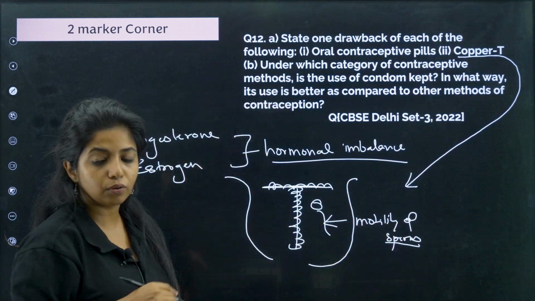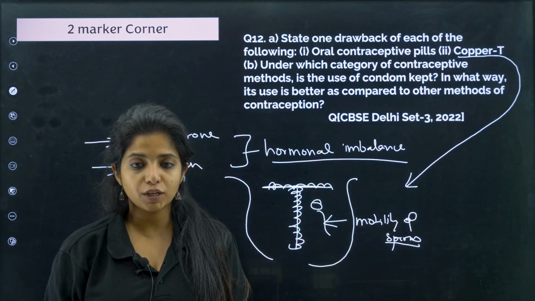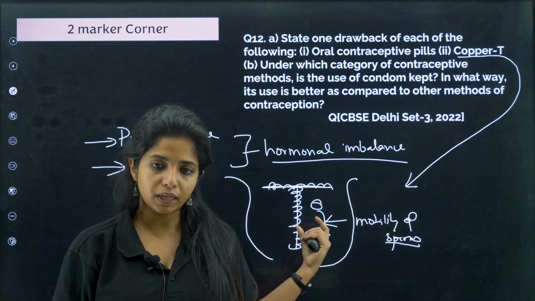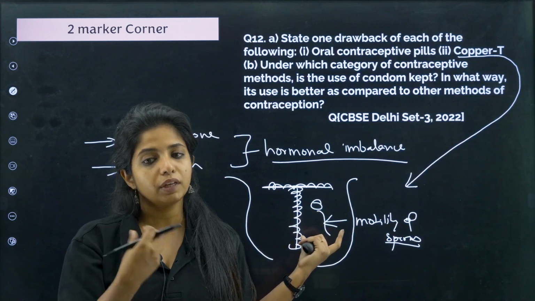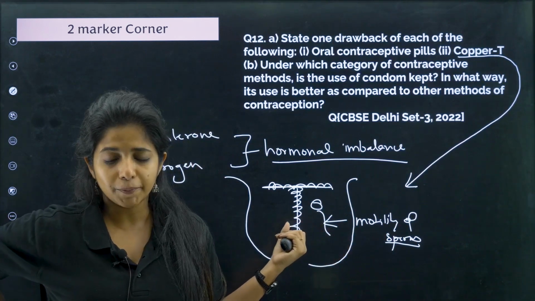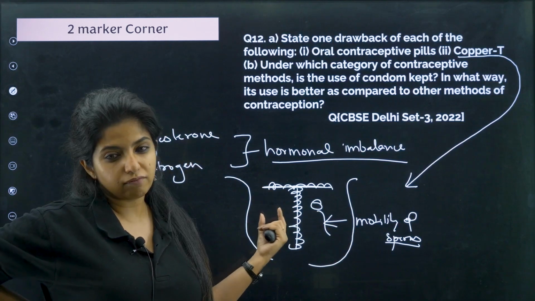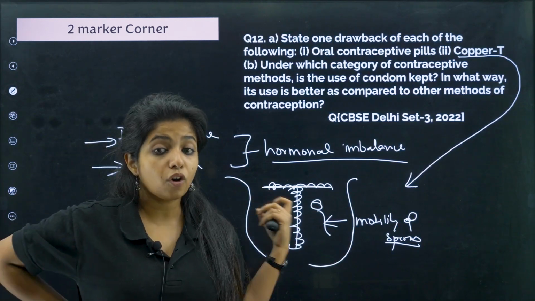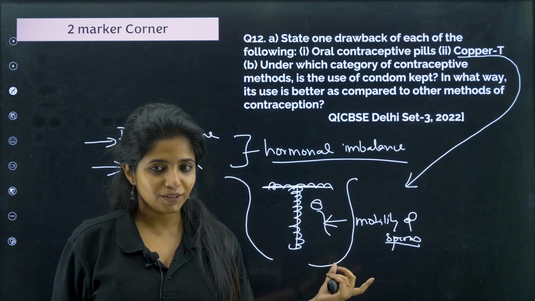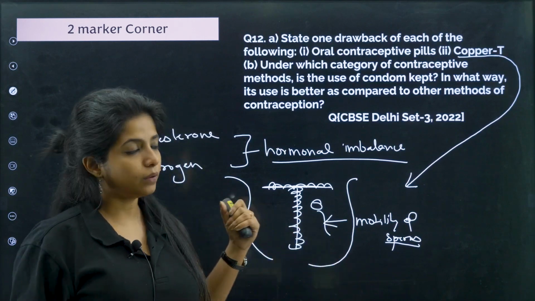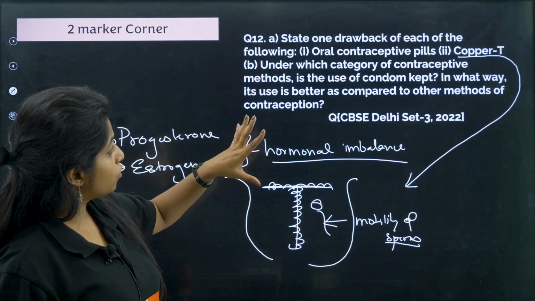If sperms cannot move and go to the ovum, will they fertilize? No. So this is a use of copper T, which is put inside the female body with the help of a doctor or nurse. But the problem is that some people could have problems because of the irritation caused by the copper ions being released there. So that is again a drawback. Okay, so I told you two drawbacks.